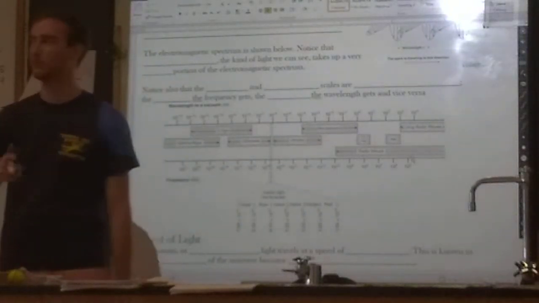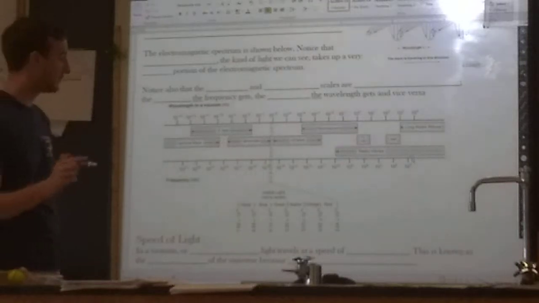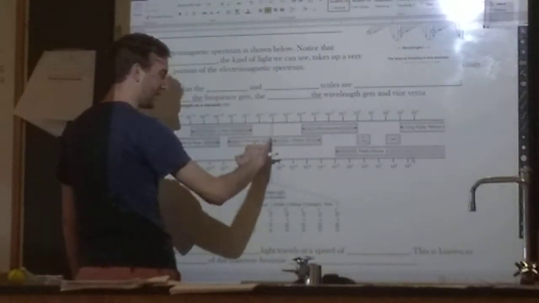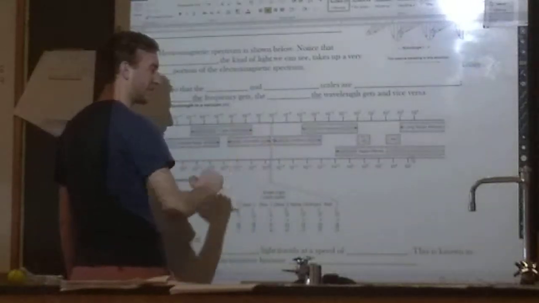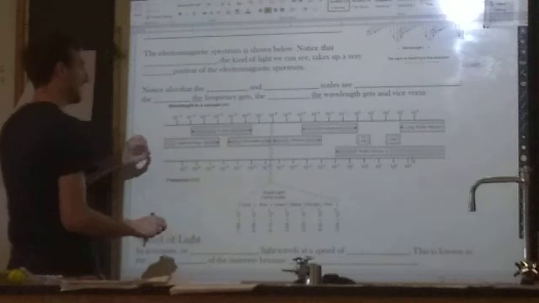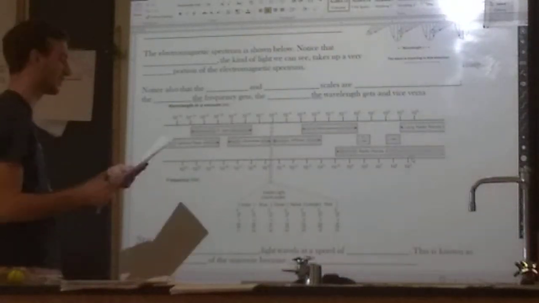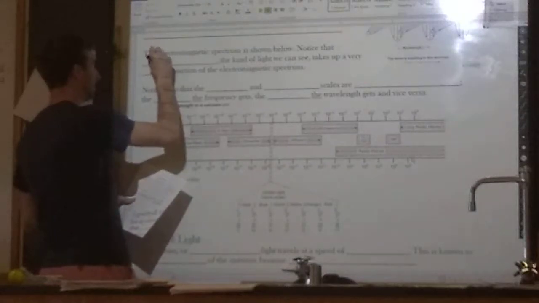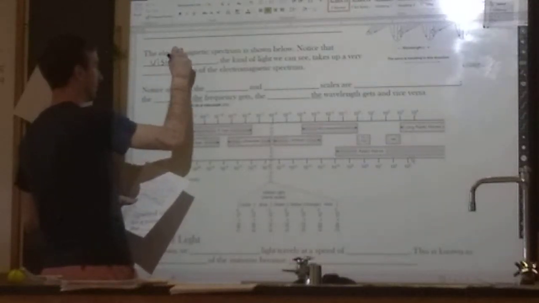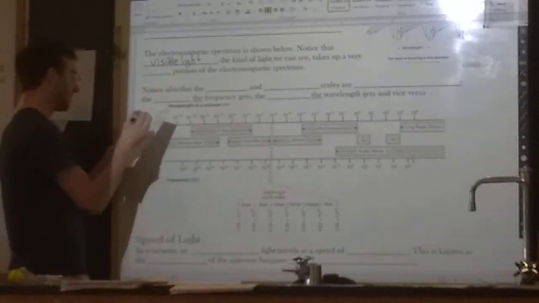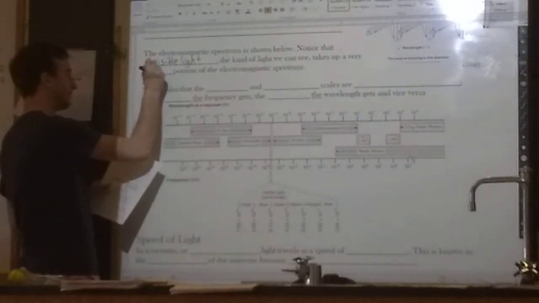Think about all the colors that you see as you look around. Every single one of those colors is a type of light that fits in right here, this tiny little section. We can't see any of this. We can detect it, and we can see the effects of it, but we can't actually see that radiation. So the visible light, the kind of light we can see, takes up a very, very small portion of the spectrum.